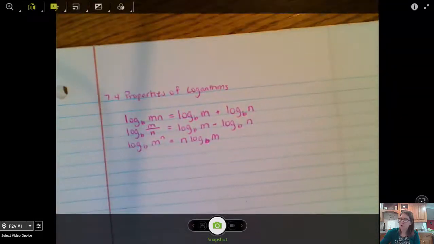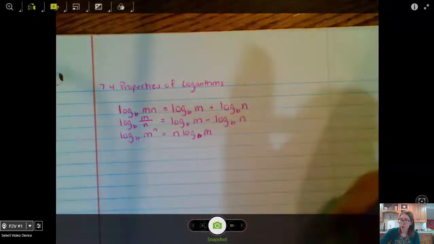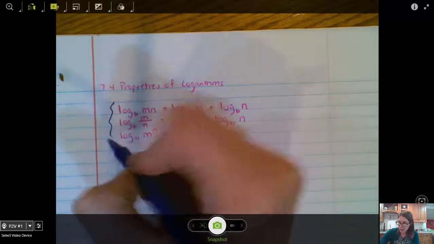As you saw in the exploration, there are certain properties of logarithms that are true, and that is what section 4 is looking at. 7.4 is properties of logarithms. So I just have written here those properties that we saw in our investigation.